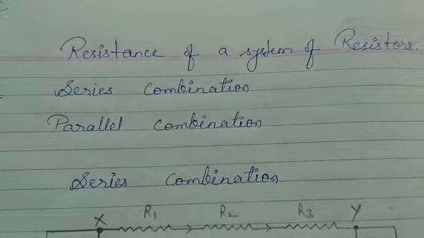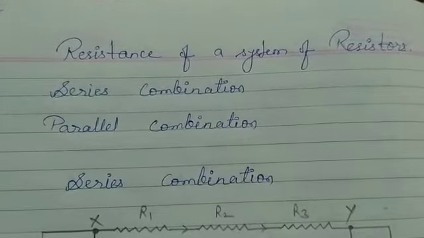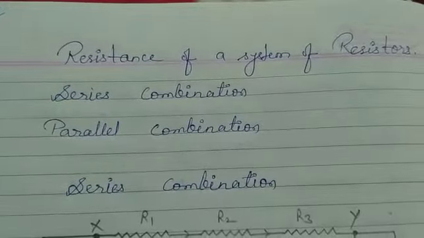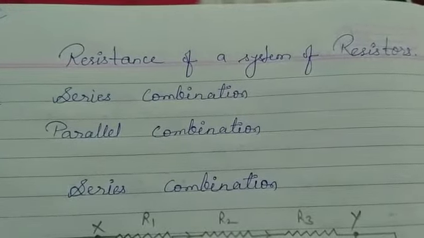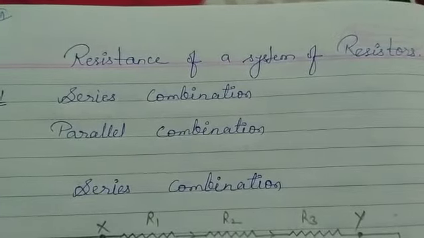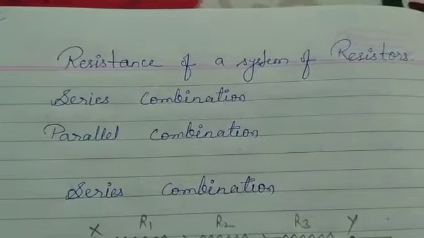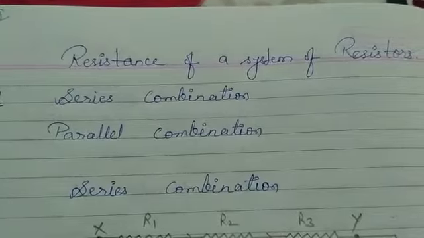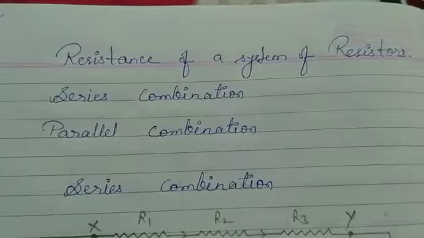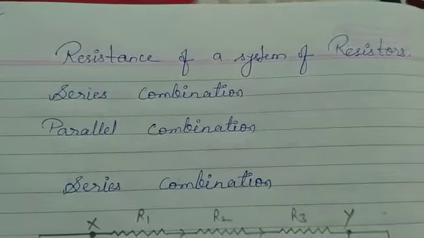So in the previous lecture we have studied about resistance. Resistance is the property of a conductor which opposes the flow of electrons, hence the current. We all know that resistance is the inherent property of a conductor. All the conductors have resistance and that's why they are called resistors. So now you understood what resistors are.